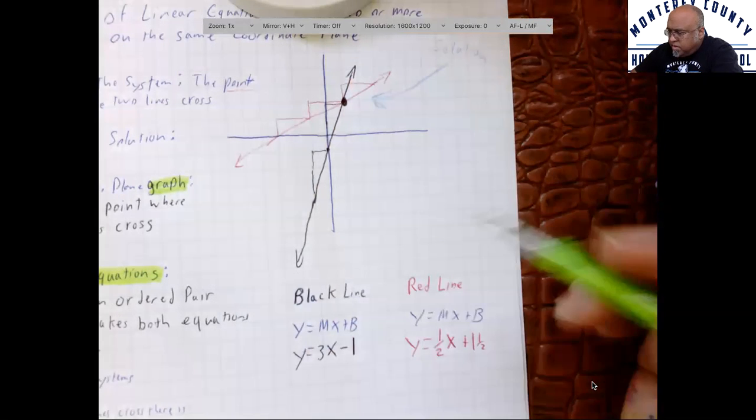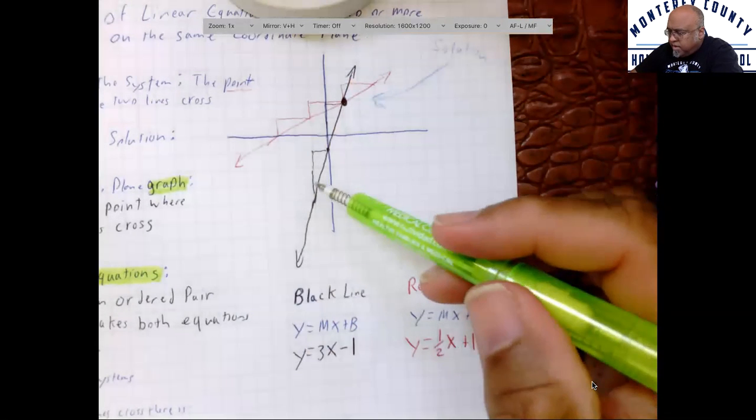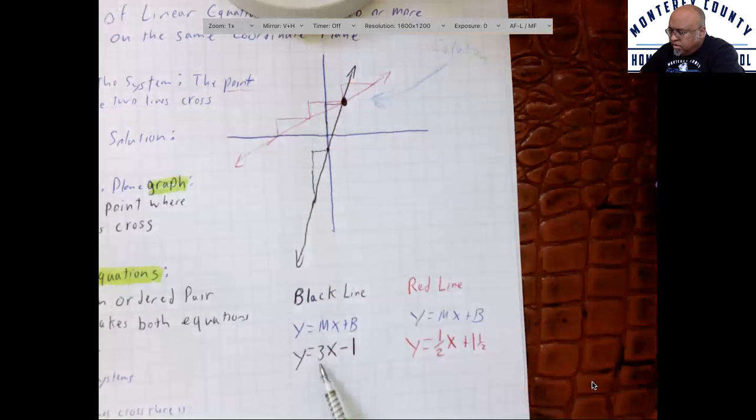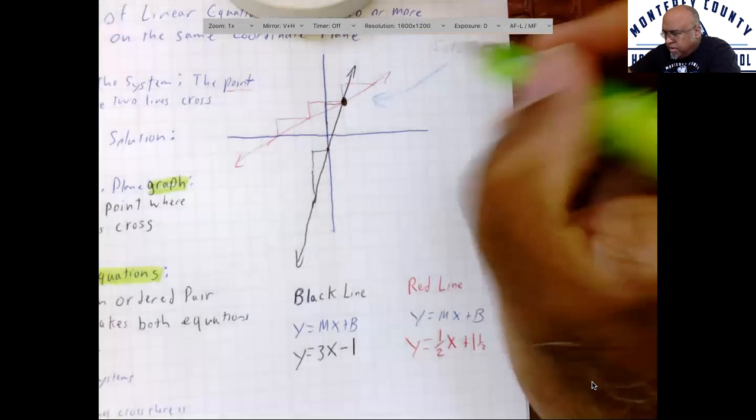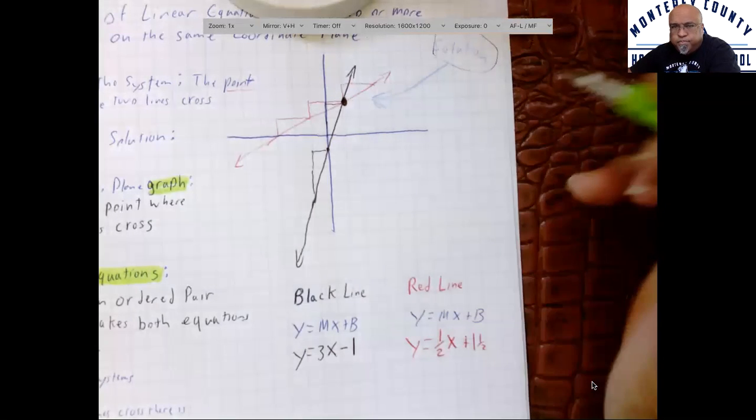So now, by looking at my graph, I was able to ascertain the slope and the y-intercept of both lines. The black line's equation is y equals 3x minus 1, and the red line's is y equals 1/2 x plus 1 and 1/2. Now we can see that the two lines meet at this point, and that's what we call the solution.